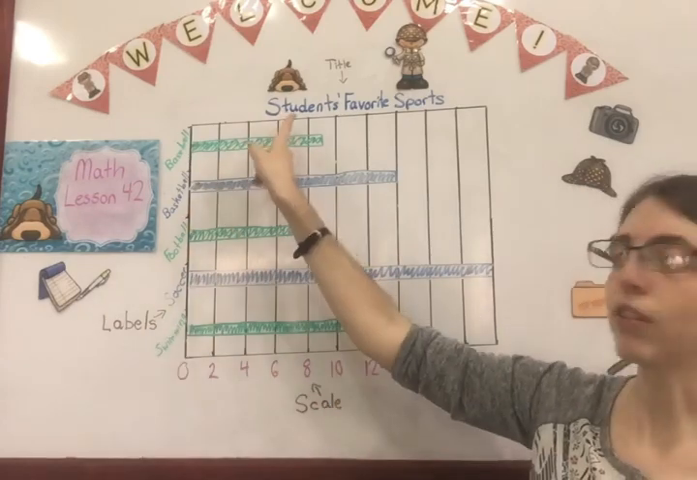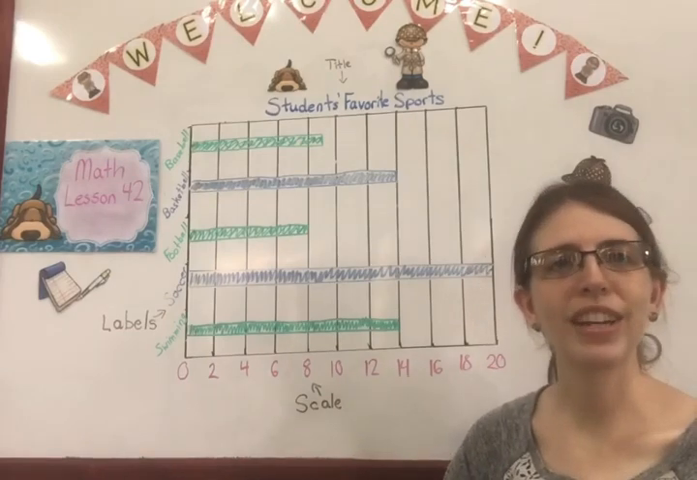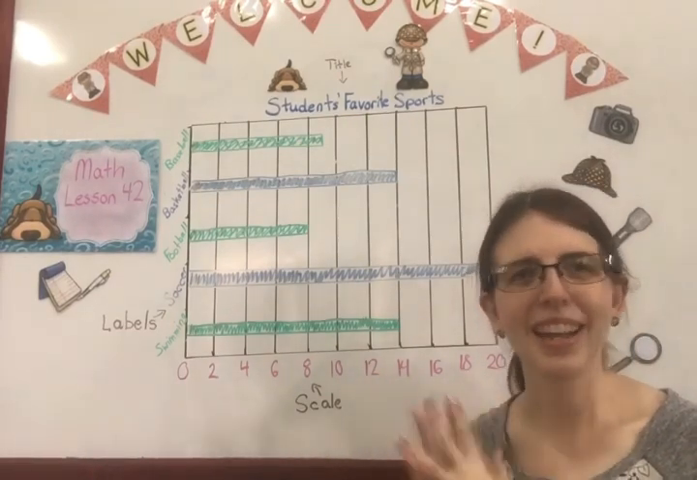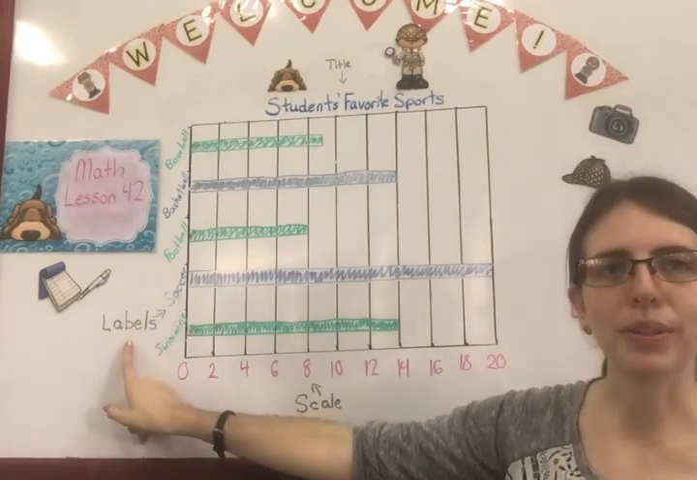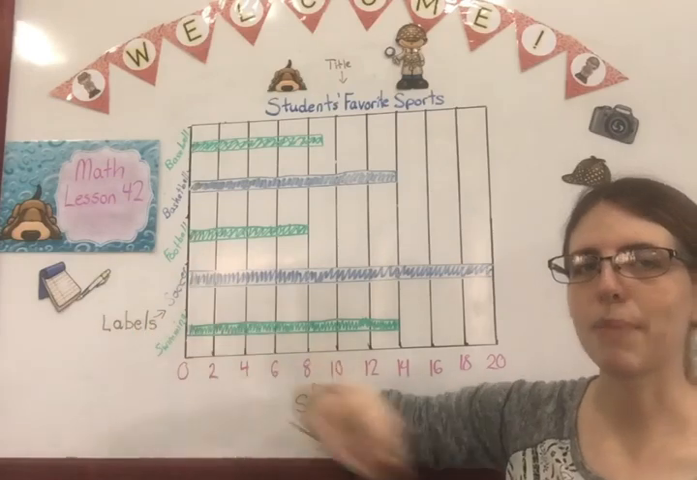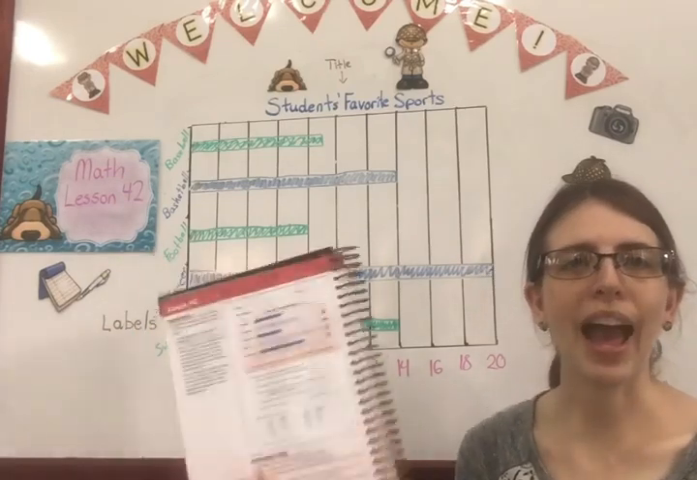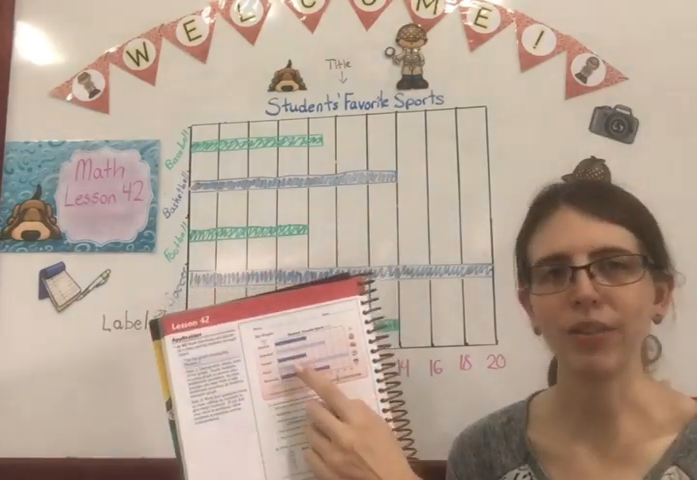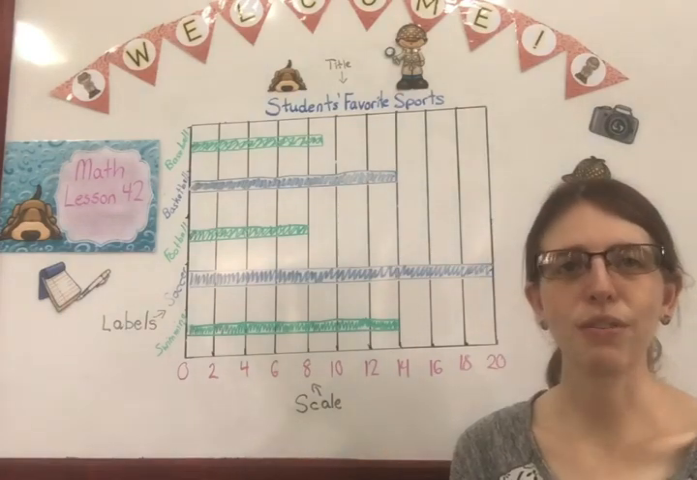You have a title for your graph, so the title for this graph is Students' Favorite Sports. So the deportivas, right? Favoritas de los alumnos. Here we have our labels. So these are the different sports. They might be hard for you to read, but this is the exact same graph that you have on your paper. So I want you to make sure that you have lesson 42 out. That's page 83, so that you can follow along.